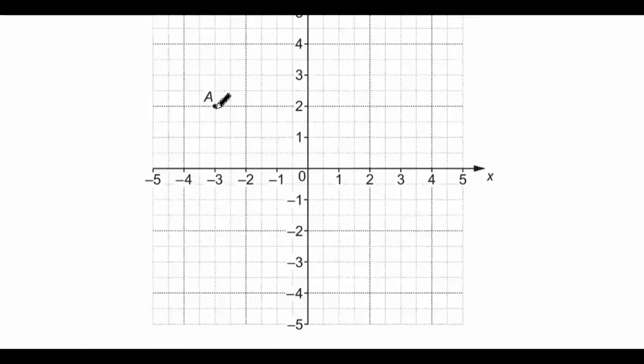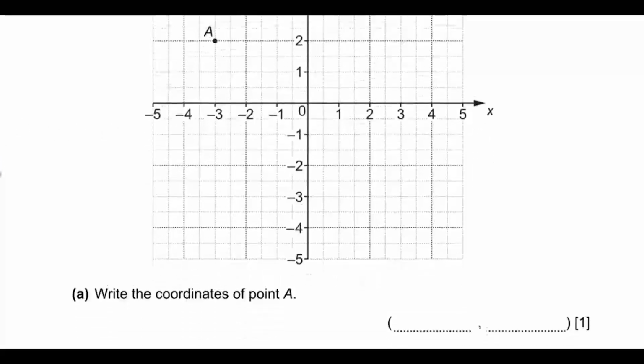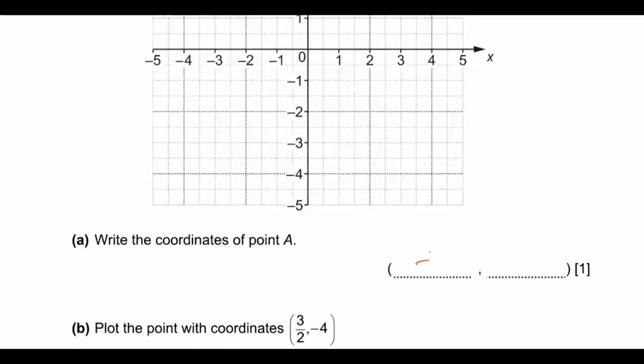So point A, x equals -3, then y equals 2. So that will be -3 for x and +2 for y. So x comes first and then y follows.